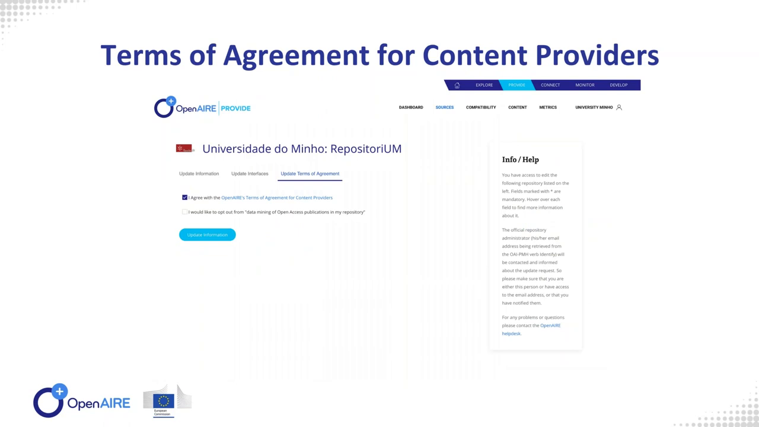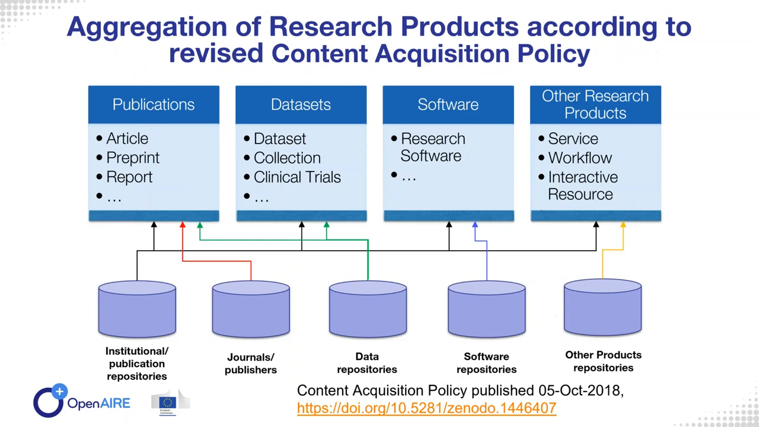And when you apply to become a content provider, you have to agree with the terms of agreement for content providers. Be careful, there is a button here that says, I would like to opt out from data mining. Please don't do that, because OpenMinded and the TDM services of OpenAIRE, its internal services, won't be able to run. So please don't opt out.